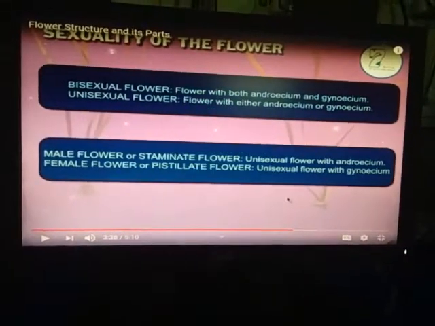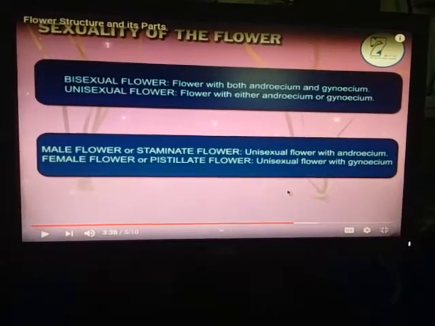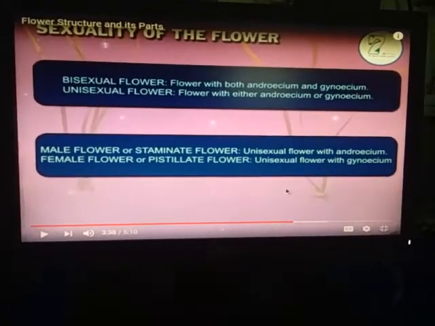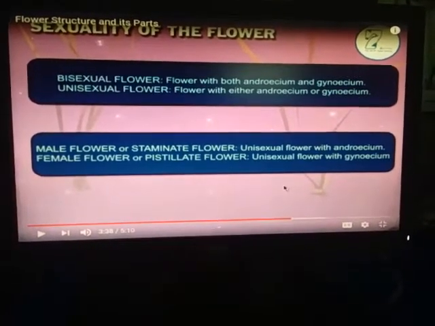Now dear students, we will discuss two definitions. Bisexual flower: a flower with both androecium and gynoecium is called a bisexual flower.